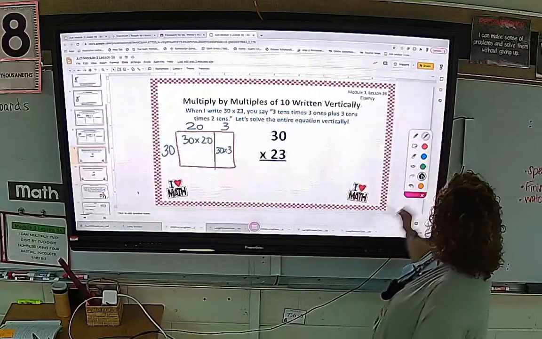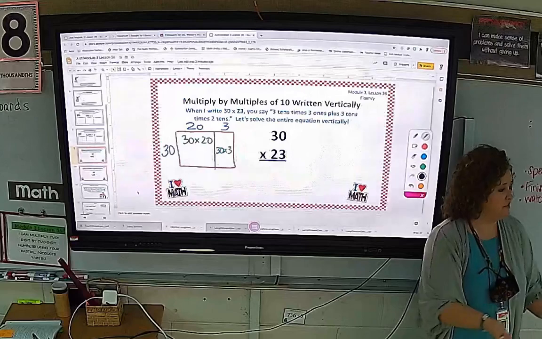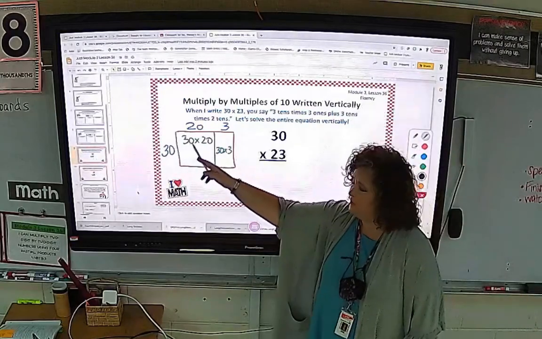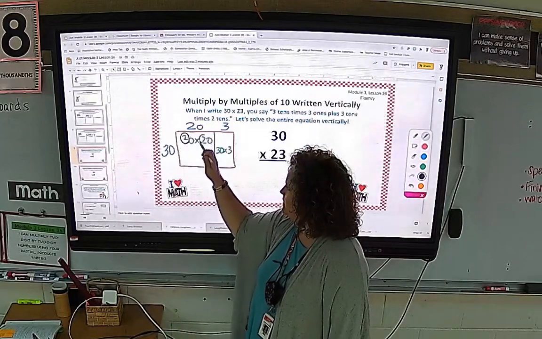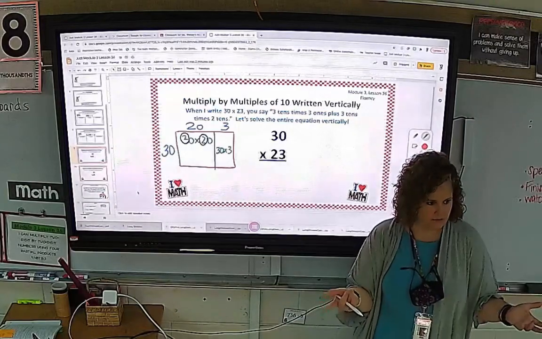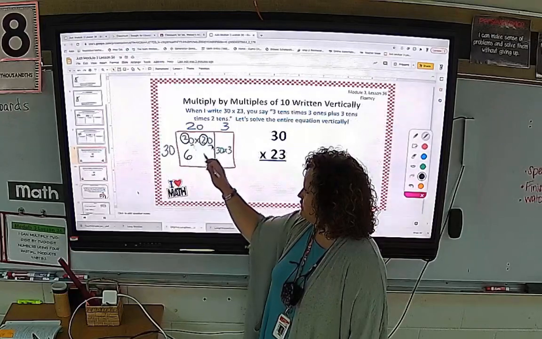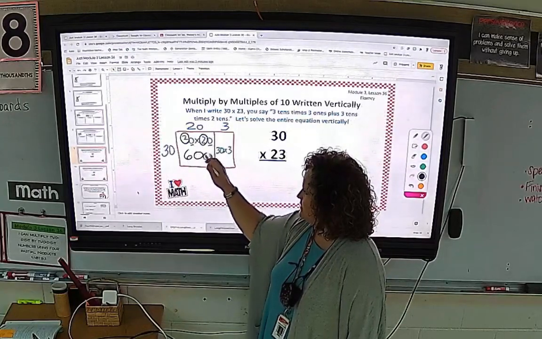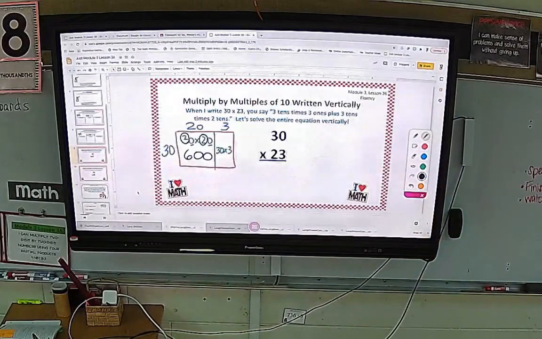Okay, what we started doing in 2nd period, somebody mentioned this, so if this helps you: when we multiplied 30 times 20, we circled the digits that were not zeros and multiplied those. So what's 3 times 2, everybody? 6. And then we added the zeros. There are 2 zeros, so 600 is our answer. Sometimes it helps folks to have something to see, and circling those numbers just helps people see that better.